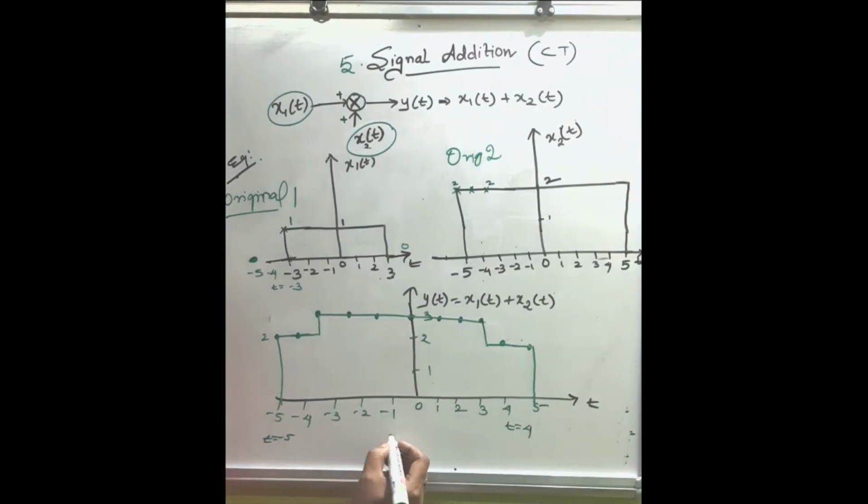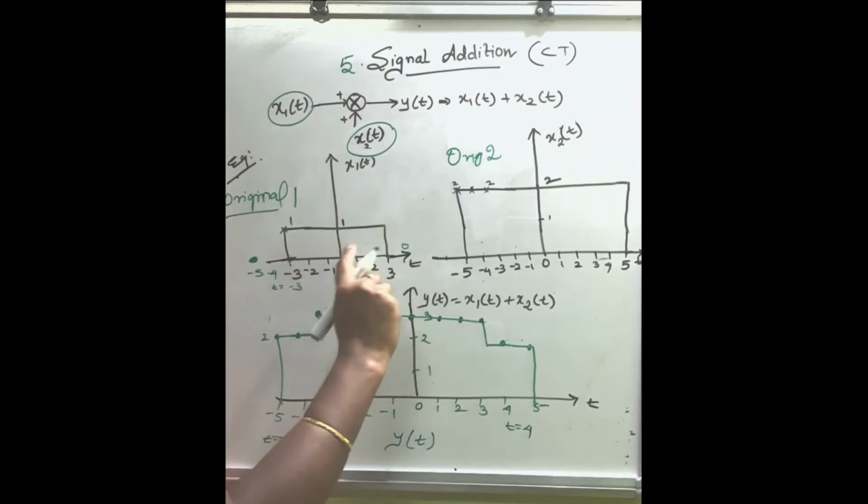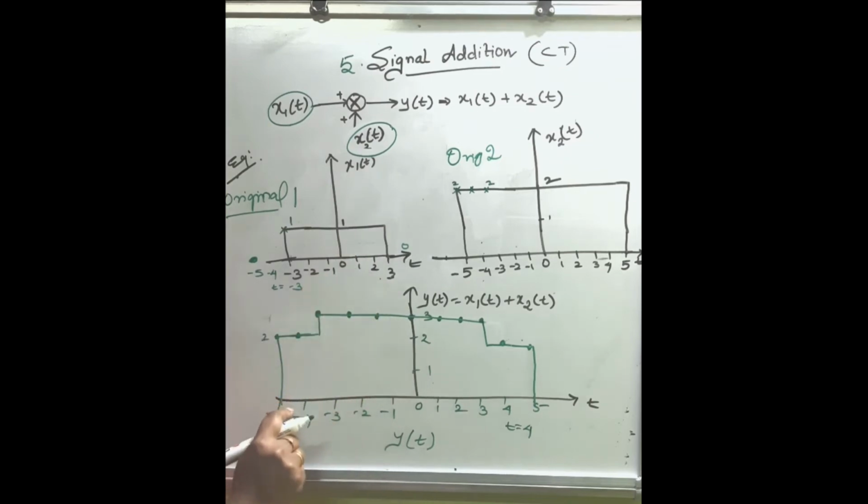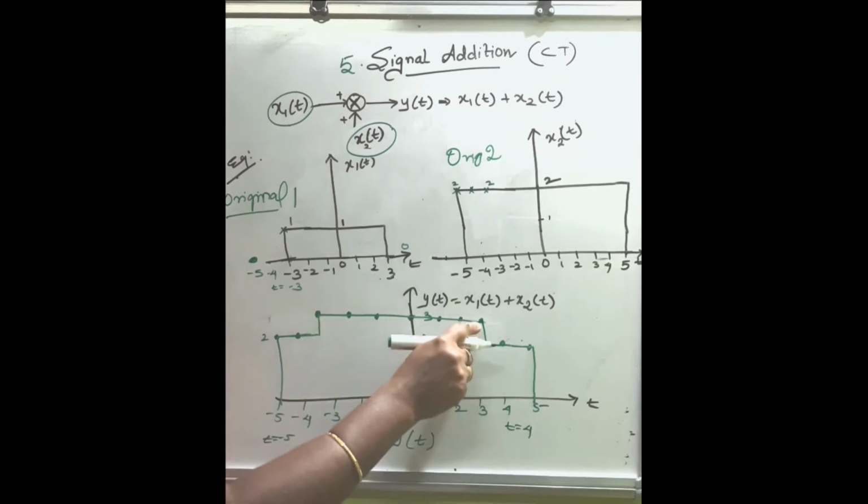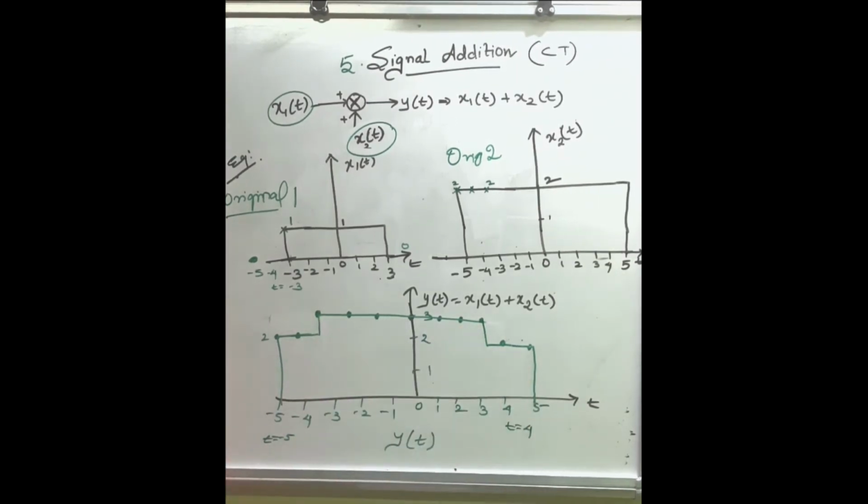this is the output signal y of t. The amplitudes of both the signals are added and placed at the corresponding t value. When t is equal to -5, what is it? -4, what is it? When it is -3, it is 3. And when it's 3, again 3. The rest, you know.